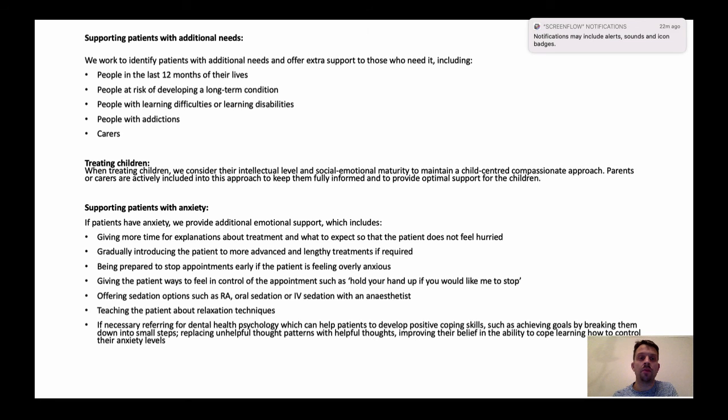Obviously, we can refer on for dental health psychology if need be, and that's obviously through a registered specialist in that field.